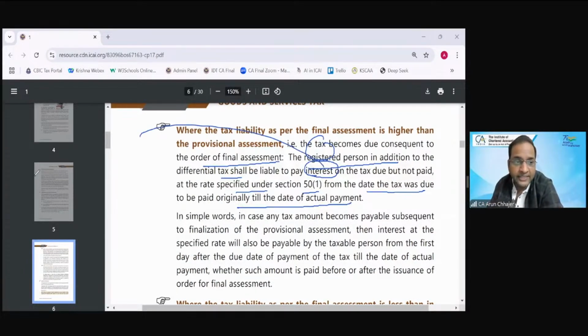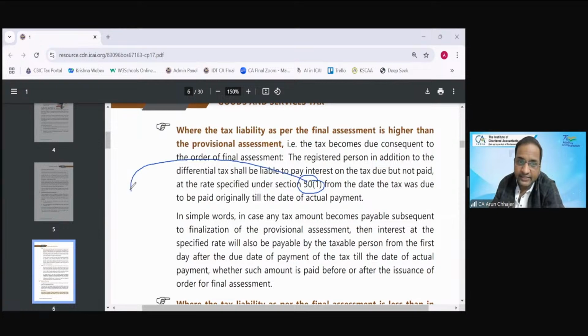Now you all please give the answer: what is the rate of interest in section 50 subsection 1? What is the rate if I have not paid the taxes within time? At what rate do I have to pay interest? The answer is 18%.